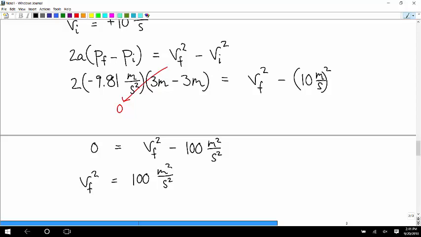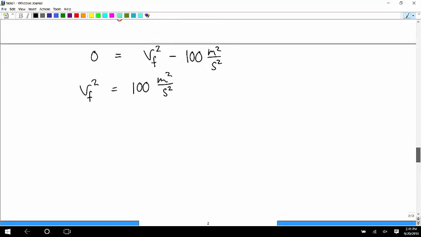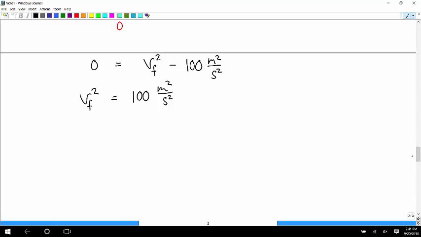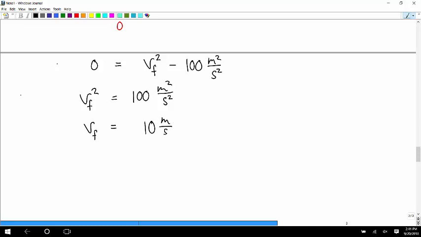That's 10 meters per second squared. Yeah, squared VI, sort of flip stuff. There's like 2 steps in there. Okay, so now VF is equal to, leave a little space here for no reason, 10 meters per second.